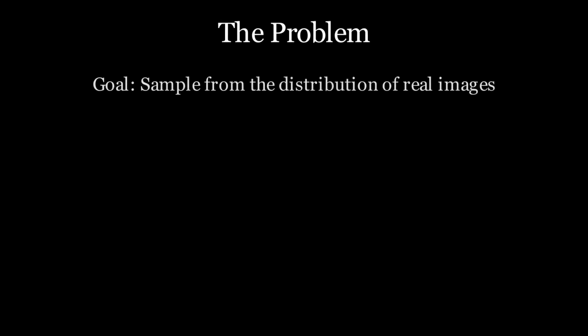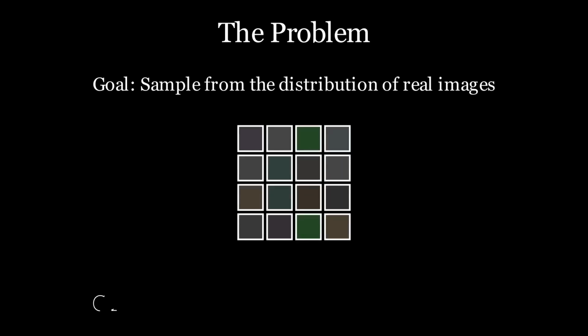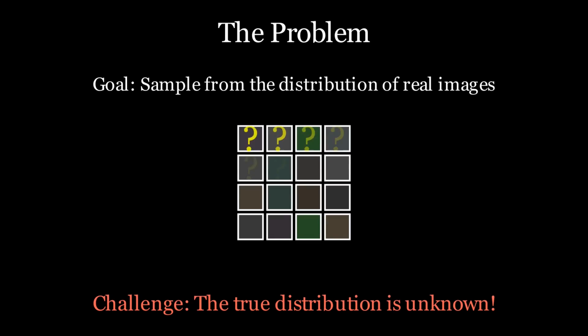When we are building a generative model, like a diffusion model for creating images, our ultimate goal is to find the distribution of real images. Think about it. If we knew this distribution, we could simply sample from it and generate perfect images every time. But here is the catch. Finding the true distribution is incredibly difficult. The space of all possible images is enormous, and the underlying probability distribution is complex beyond measure.